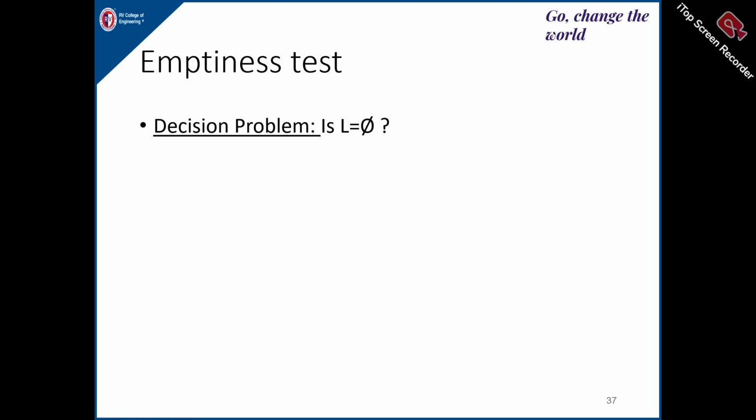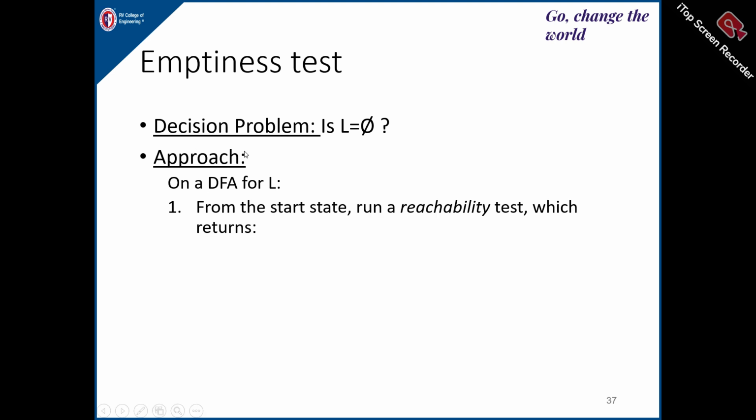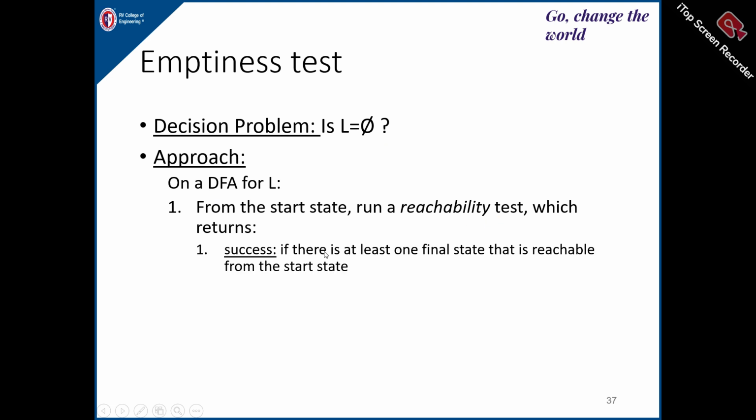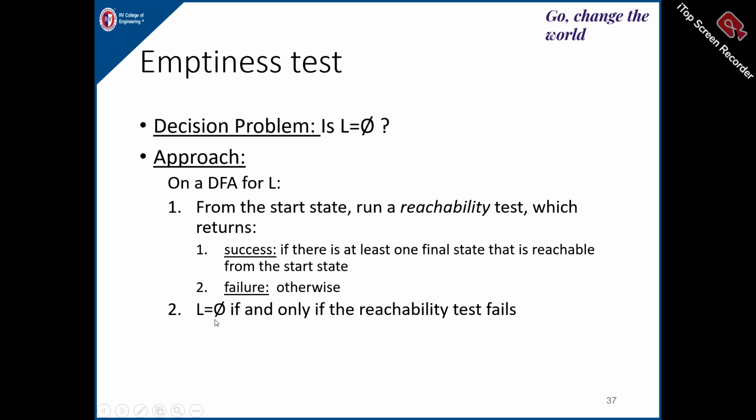Next is the emptiness test. Is your L empty? The approach is again to construct your DFA for L, and from the start state run the reachability test, which returns success if there is at least one final state which is reachable from the start state, and failure otherwise. So your L is equal to phi only if the reachability test fails. It means that there is no final state which can be reached from the start state, then only your L will be phi.